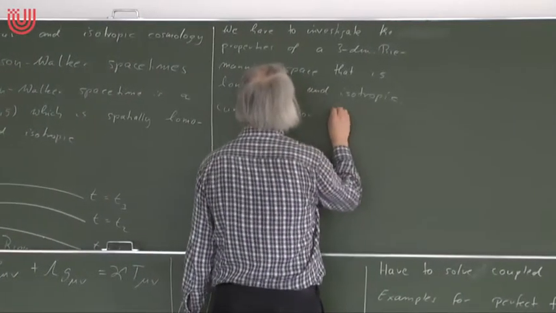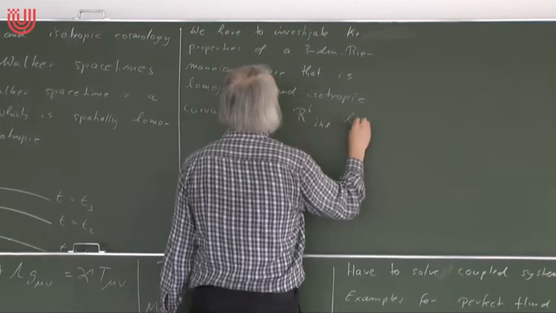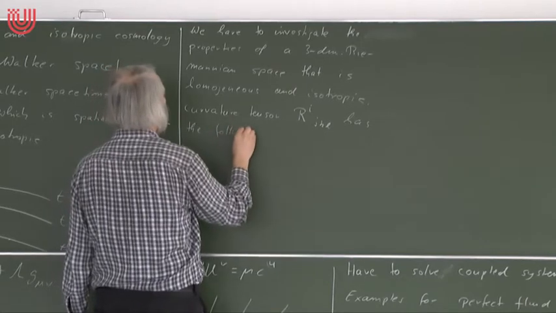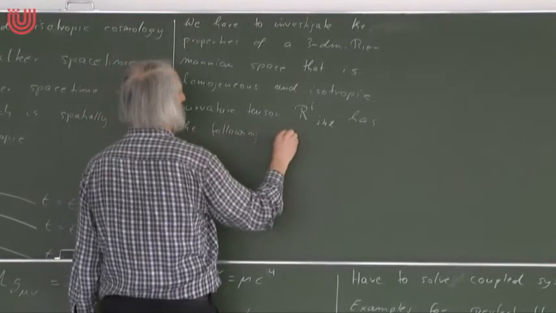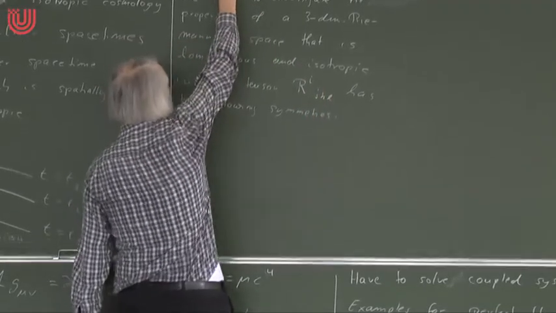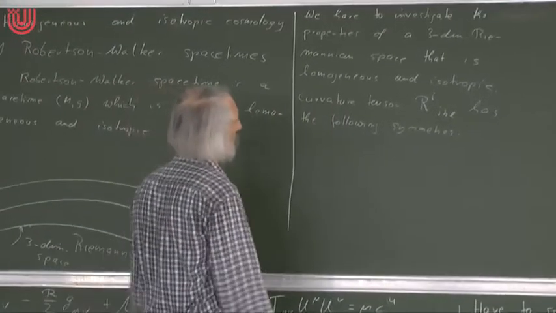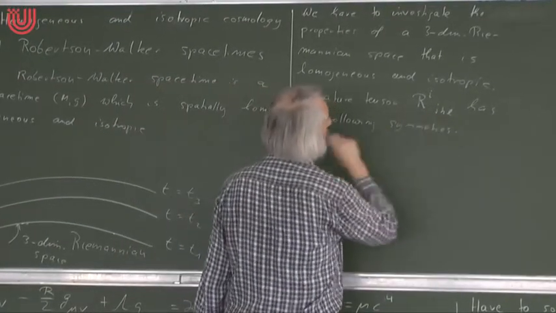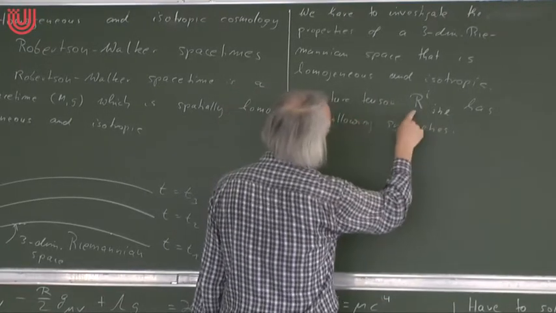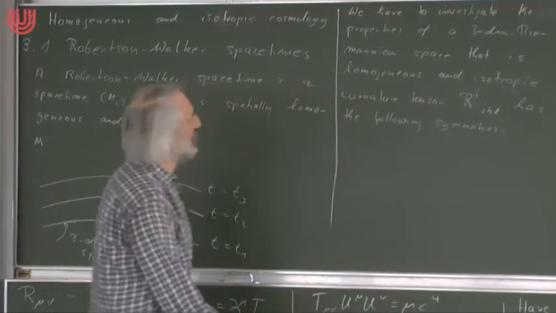So the curvature tensor has the following symmetries, just to remind you. I had written this already last time for a curvature tensor in the four-dimensional space-time. The same symmetries also hold, of course, for the curvature tensor. Maybe I should use a different symbol, but I will not because I don't know which symbol I should use.